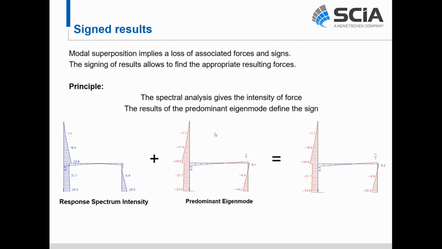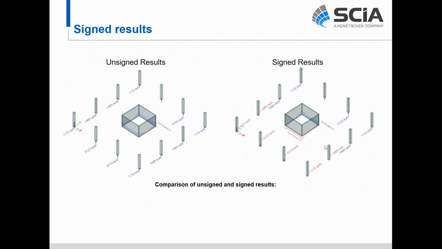The results of the predominant eigenmode then typically define the sign, right? And so this is the predominant eigenmode. Part of this intensity is maybe coming from this predominant eigenmode, but it's defining then the sign of the system. Combining these, we get this system. And so what this ends up giving us is, when we have unsigned results, we have results from a seismic event that's moving in one direction. They're all just forces, in this case maybe all positive forces.